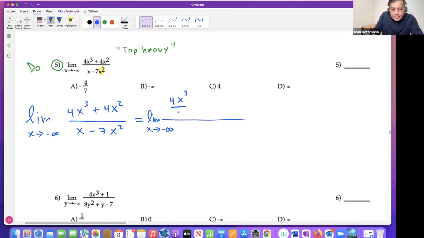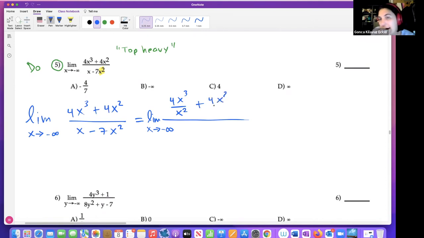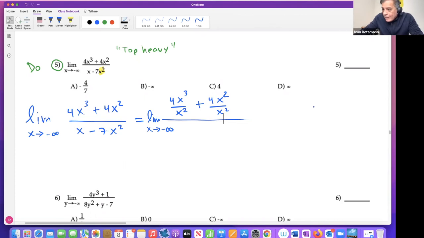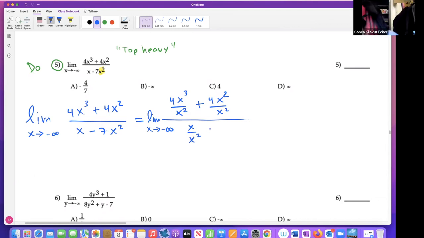Okay, let's complete it. X squared. Very good, I agree. I think it's that. Let me just double check here. Number five. Very, very good. Excellent. Look, dividing this by x squared, right? What's going to happen?